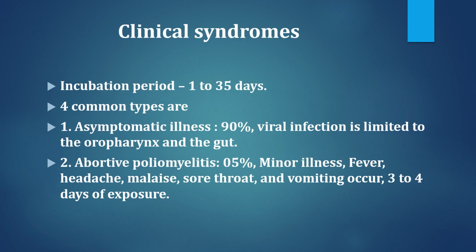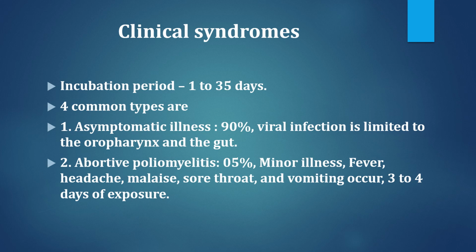Clinical syndromes. The incubation period for enteroviruses varies from 1 to 35 days depending on the virus, the target tissue, and the person's age. Viruses that affect oral and respiratory sites have the shortest incubation period. Polioviruses may cause one of the following 4 outcomes.